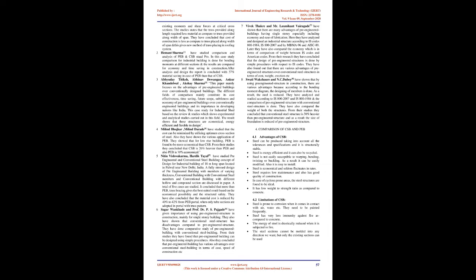4. Pajagermal and Deorade have studied that the cost can be minimized by utilizing the optimum cross-section of steel. Also they have shown the various applications of PEB. They showed that for low-rise buildings, PEB is found to be more economical than CSB. From their studies they concluded that CSB is 26% heavier than PEB and PEB is also 30% more economical.